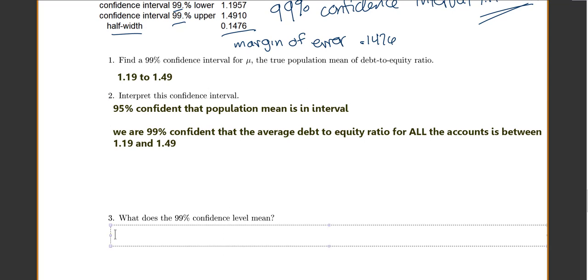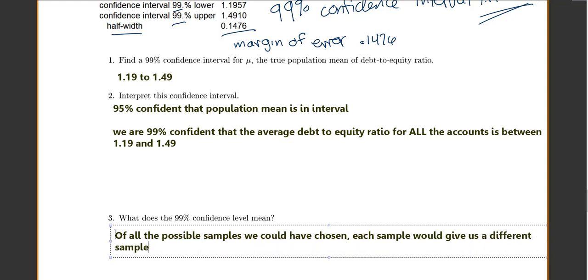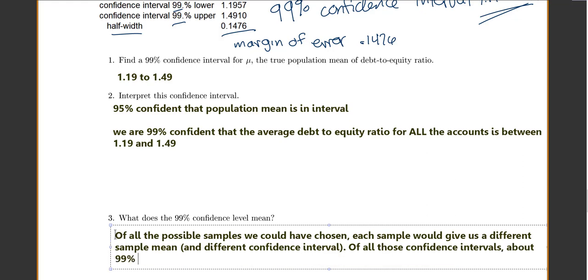And what does that 99% confidence level mean? It means of all the possible samples we could have chosen, each sample would give us a different sample mean, and that means a different confidence interval. Of all those confidence intervals, about 99% would actually contain the population mean mu.